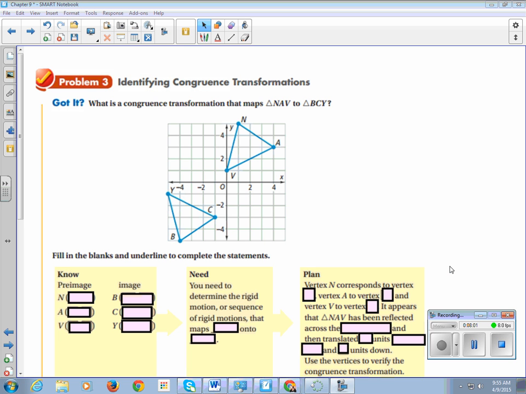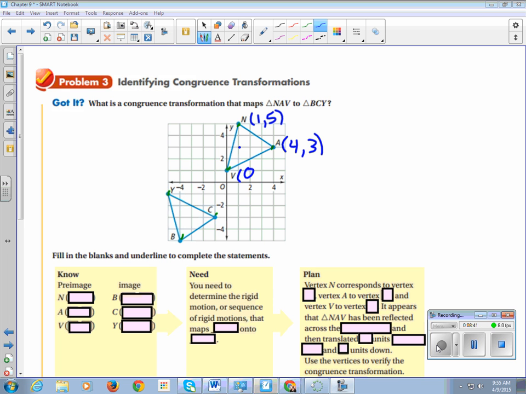What is a congruence transformation that maps NAV, so here's our NAV, to BCY? What we're going to do is write the coordinates of each point first, and then see how we get from one to the other. Coordinate N is at 1, 5. Coordinate A is at 4, 3. And I always have to do this really slowly because I have a tendency to mix these up.